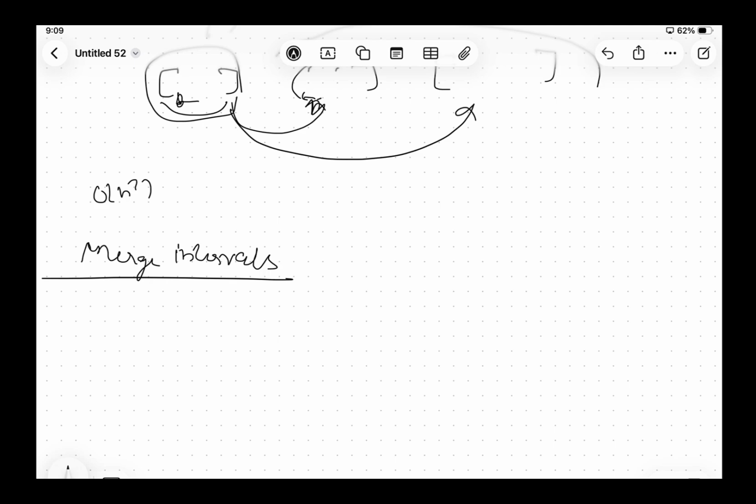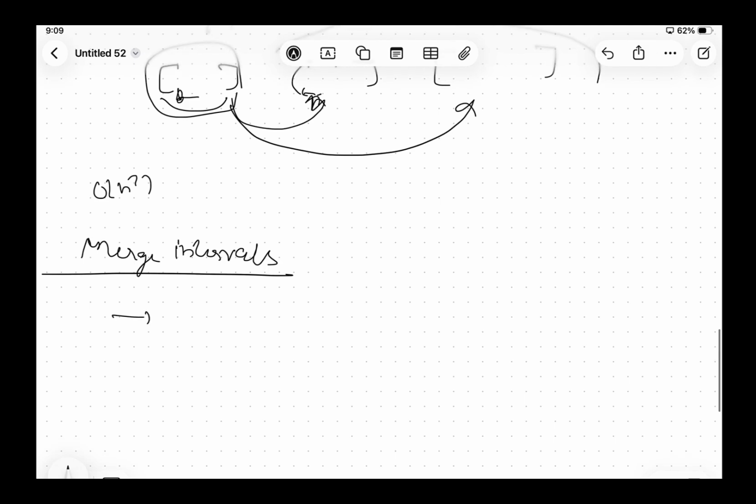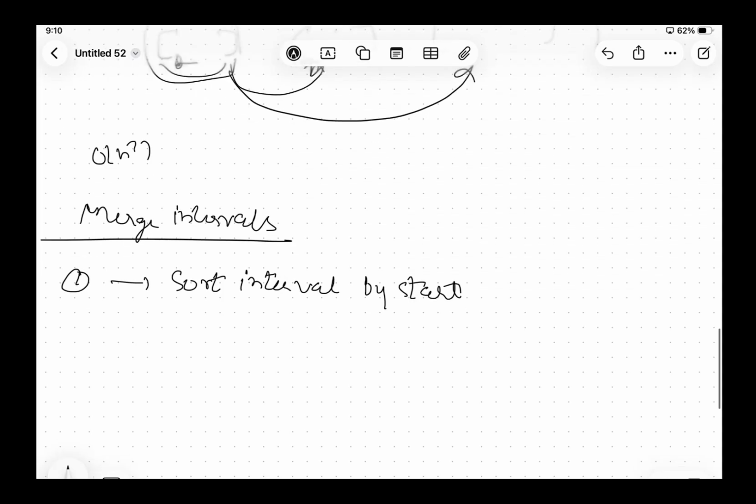Okay, so first, as I told you, the first step should always be to sort the intervals by start time. I also told you the reason: in this case, we only compare with the previous interval. Keep a result list and add the first interval. Whatever result is coming, keep it somewhere, and for every next interval you compare with the last interval in the result.